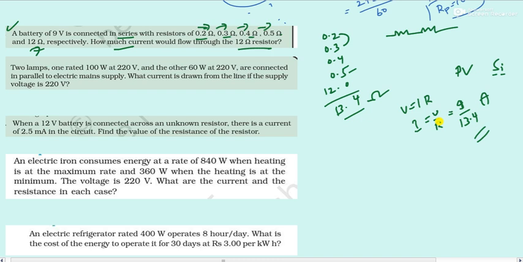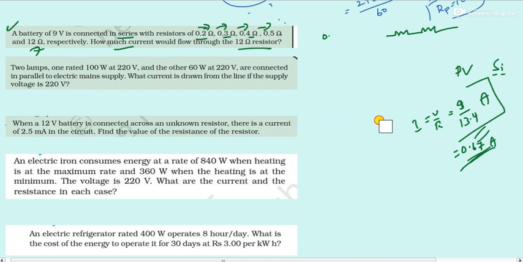Solving is very easy. Just divide 9 by 13.4. You will get around 0.67 ampere. Okay, if you don't want to do this, even if you write this much, you will get the answer. Okay, moving to the next question now.